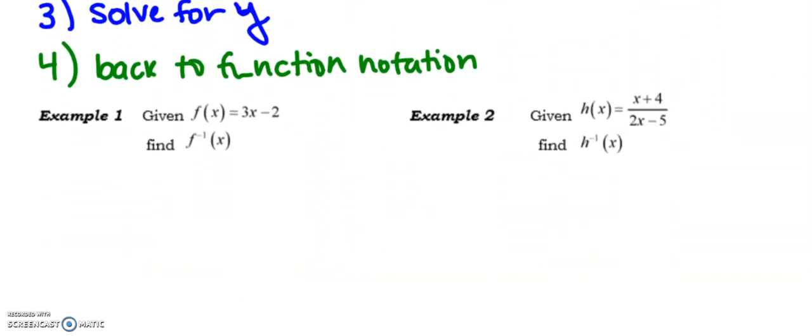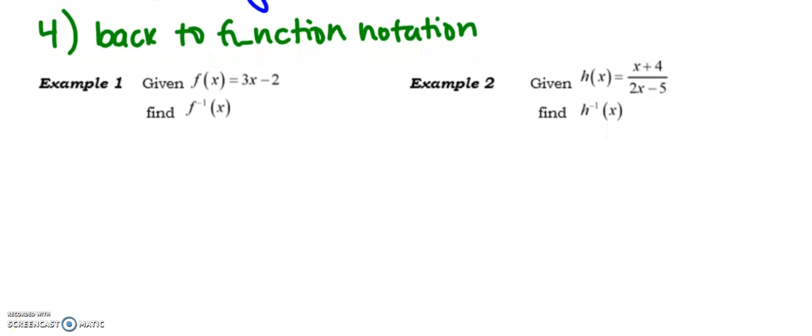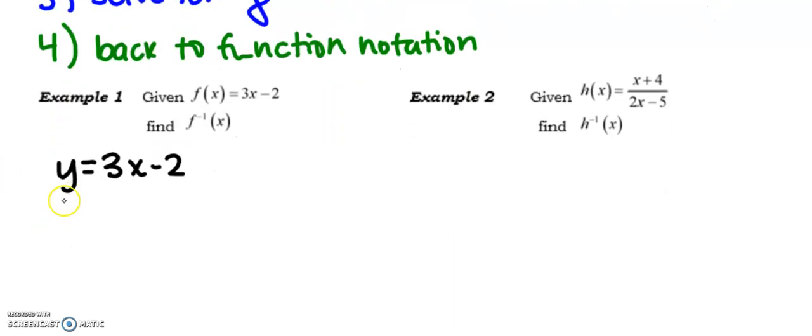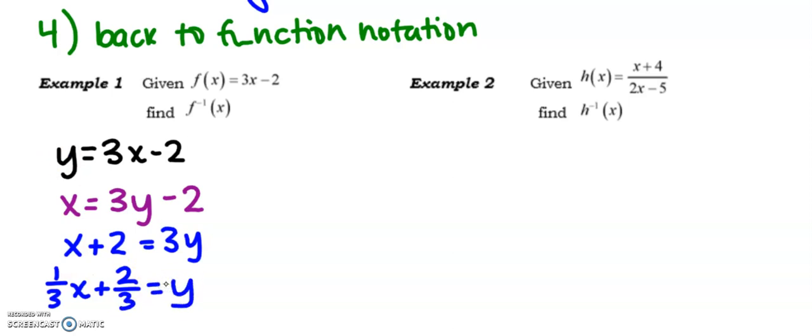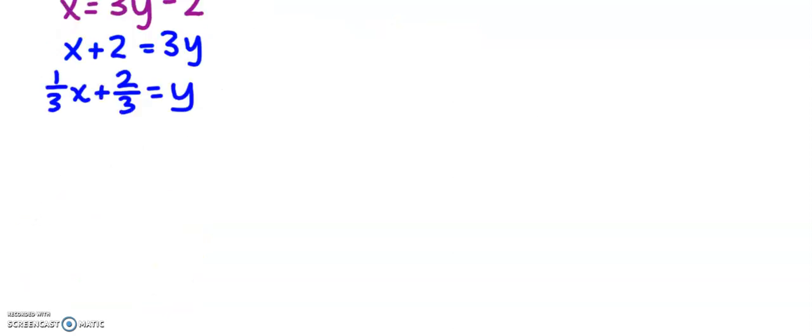All right, so let's go ahead and try these out. Given f of x is 3x minus 2, find the inverse function. Step one is to switch out f of x for y. Step two is to switch all x's and y's. Right there, I just created the inverse by changing out my domain and my range. Step three is to solve for y. 1/3 x plus 2/3 is equal to y. You also could write x plus 2, all divided by 3. That's totally fine. The last step is to go back to function notation.